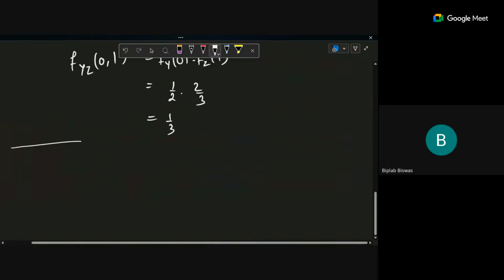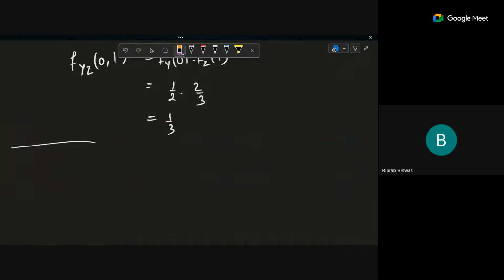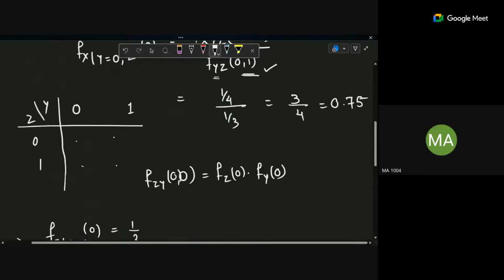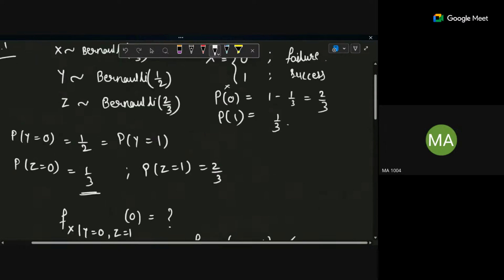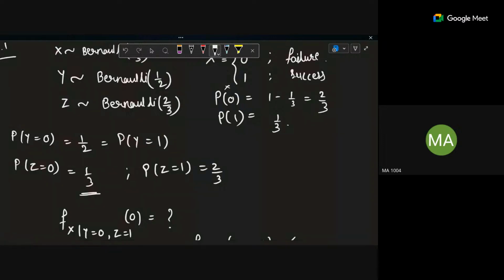Ma'am, if we go for the joint probability table, for each value it will be 1 by 4, right? No, how will it be 1 by 4? Your Y and Z are Bernoulli, but their probabilities are not the same. For Y, the probability of success is 1 by 2. For Z, the probability of success is 2 by 3.